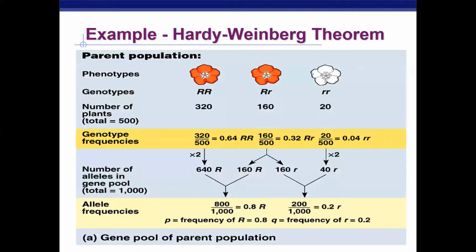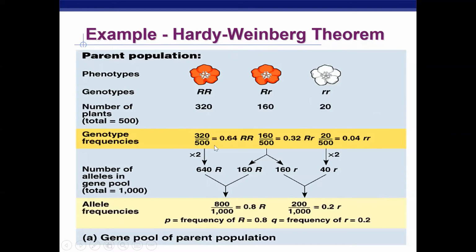Now, here's an example straight out of your textbook, how we could use their theorem to figure out allele frequencies and genotype frequencies. So let's say we have a population of wildflowers and we have 500 of them. 320 are homozygous dominant, 160 are heterozygous, 20 are homozygous recessive, and that's our white flower here.